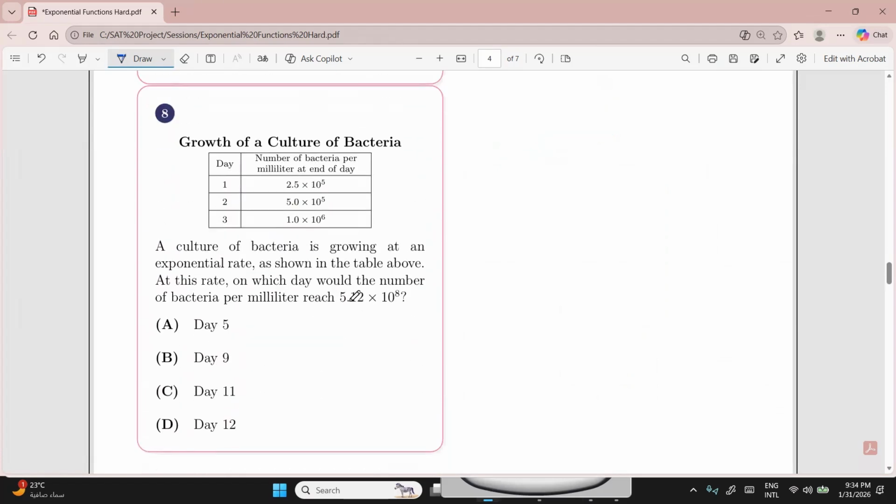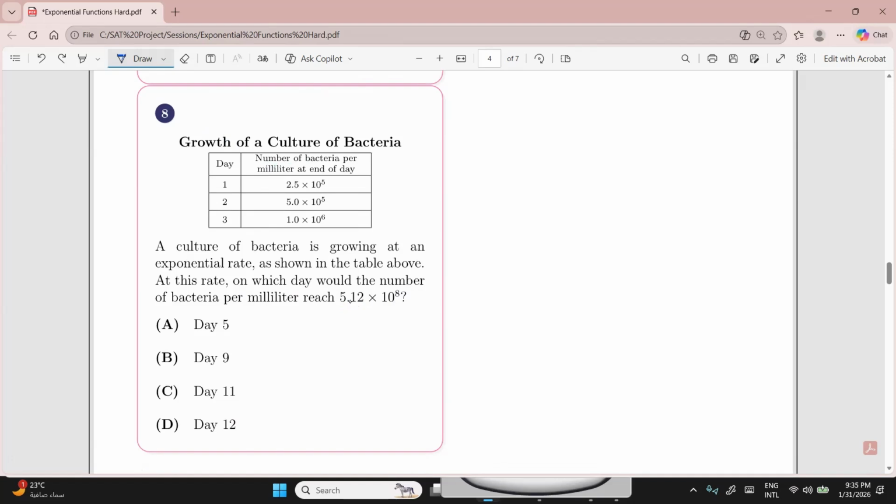Question number 8. We have a table here, and the table contains many values. The question says, a culture of bacteria is growing at an exponential rate, as shown in the table above. At this rate, on which day will the number of bacteria per millimeter reach this? Reach this means the number of bacteria, this is y. And on which day means x. We need to find the value of x.